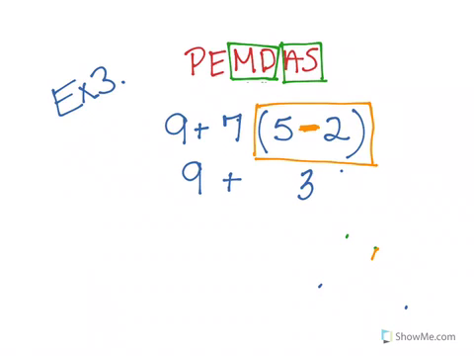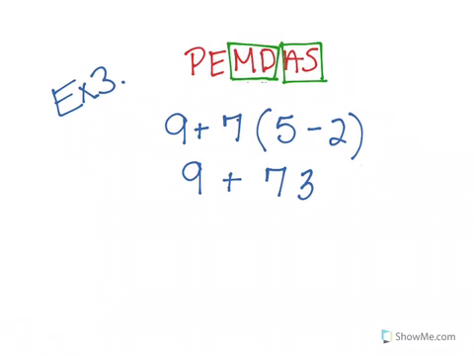9 plus 73. 9 plus 73. Does that sound right? Hopefully we're all saying, no, it does not. And here is why. Hopefully at the beginning of the school year, you remember going over different ways to represent multiplication.